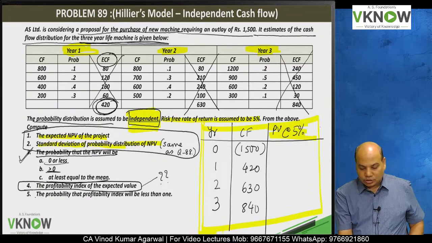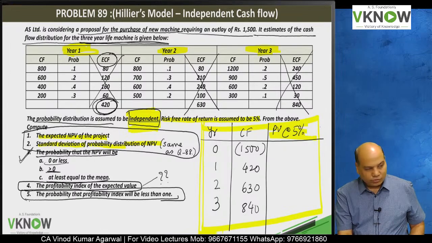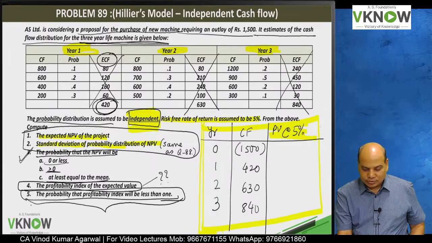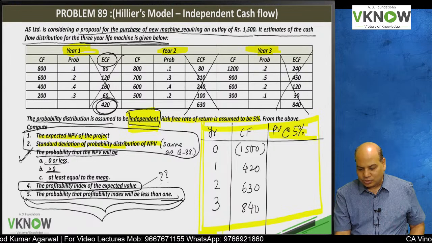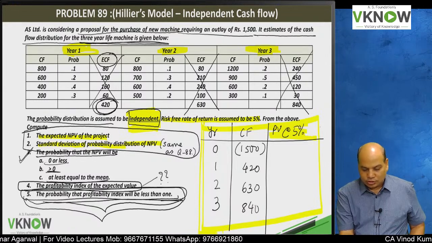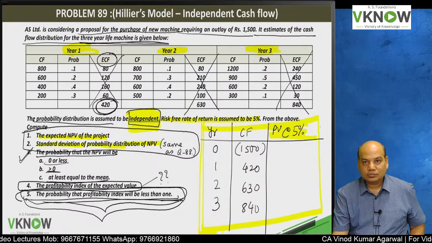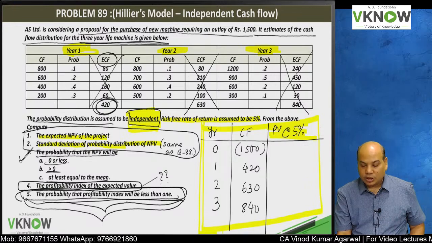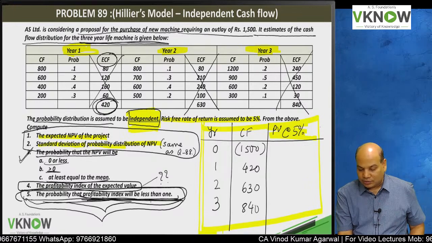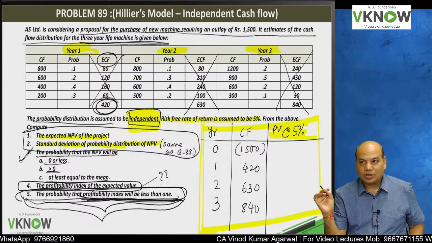And then one more question to test your intelligence. In full public view, today your intelligence will be at stake. If you can answer this question, you belong to the intelligent category of student, and if you can't, then question mark. Is it right? Question mark on intelligence. What is the probability that profitability index will be less than 1? You have to find the probability that profitability index will be less than 1.